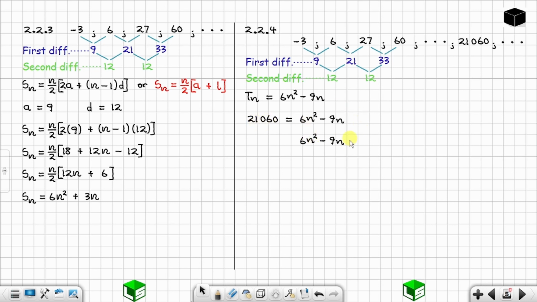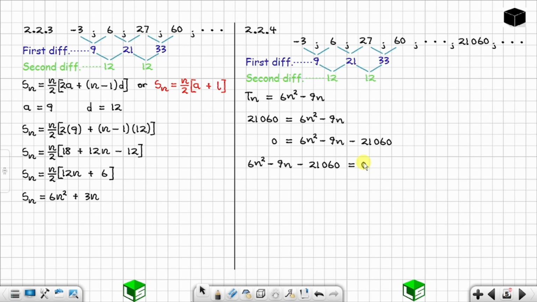You take this to the other side, it becomes negative 21,060, and this is equal to 0. You only remain with 0 on the left side. So I can take this and put it on the left side like this, equal to 0. I'm just changing the side, so do not be confused. Or you can leave it like this, but I want to have it on the left side and have my 0 on the right side.